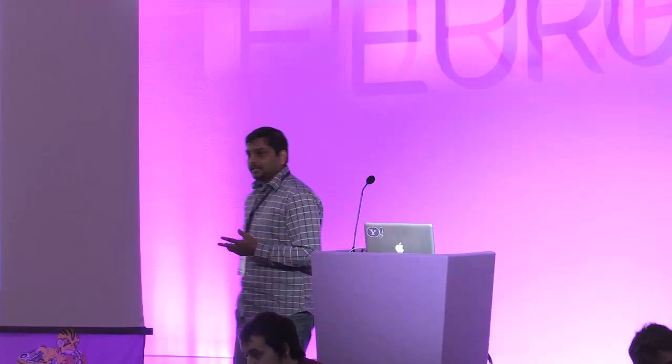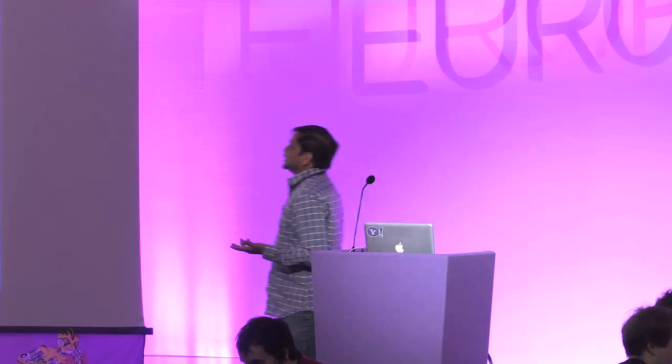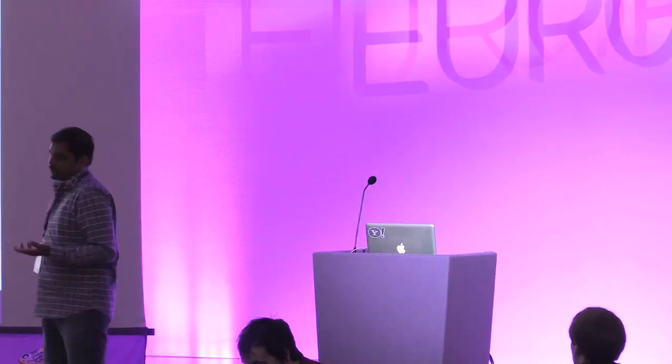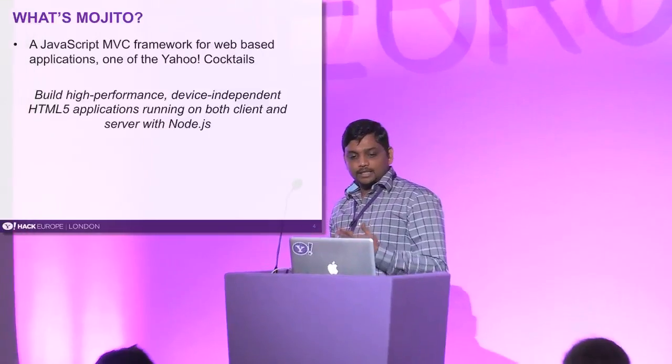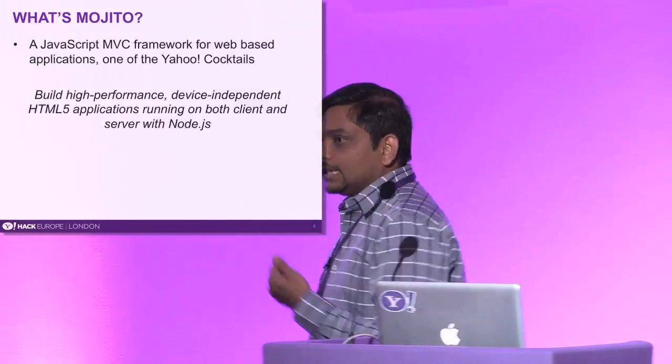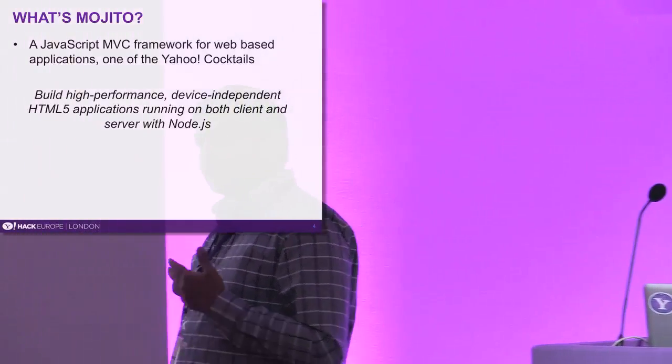So what really is Mojito? Mojito is one of the cocktails. It's a JavaScript-based MVC framework for web applications. Now, when I say web applications, you're talking about something that can run within the browser, be it on your mobile, be it on your desktop, be it on any of your devices, including smart TVs now. Formally, as the website says, it helps you to build high-performance applications, which you can cater to across devices. And the good part is, it helps you to do everything in HTML5, runs seamlessly on both the client and the server side. The server side is built on top of Node.js.